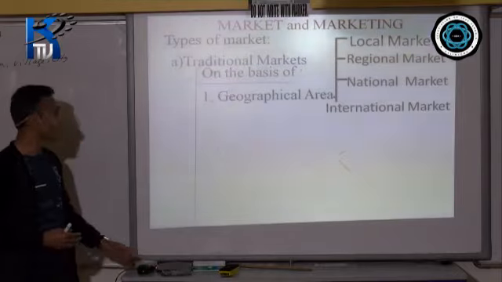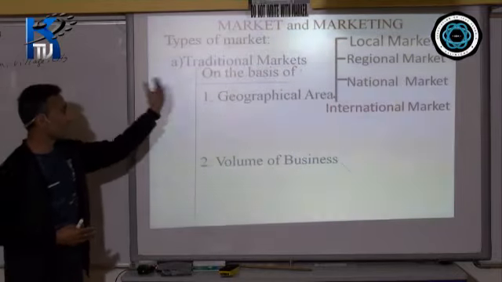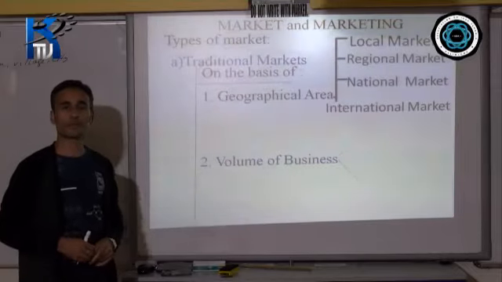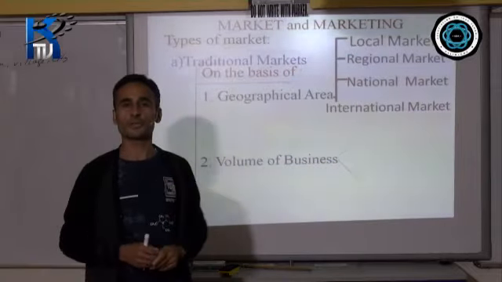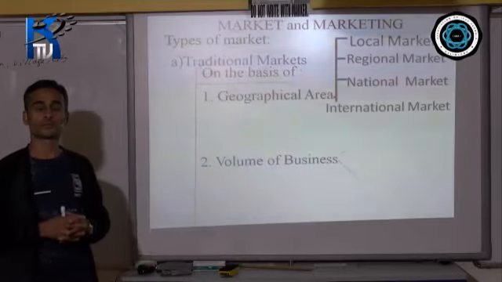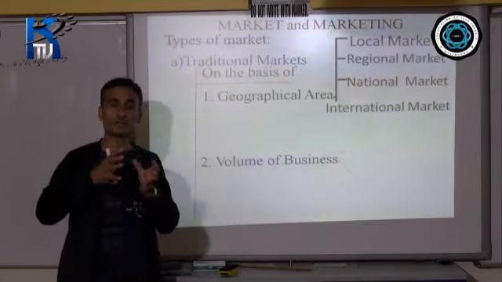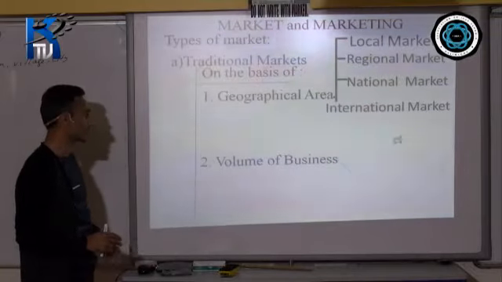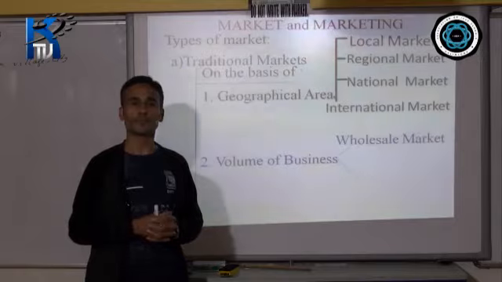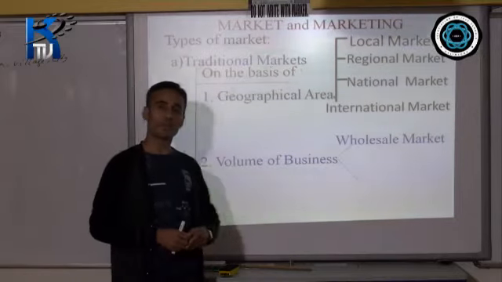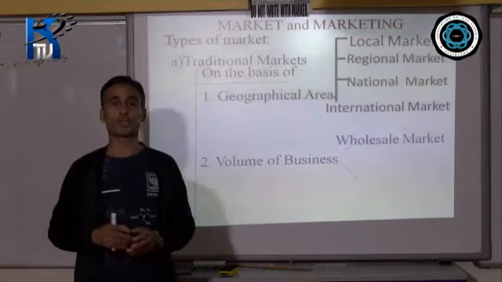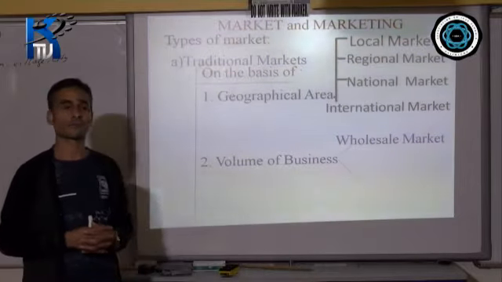Now we go on to the traditional market divided on the basis of volume of business. Now what is volume of business? Amount of goods transacted, amount of goods bought and purchased. On this basis, your market can be a wholesale market. So in the wholesale market, what happens? There will be buying and selling of goods in large quantities.